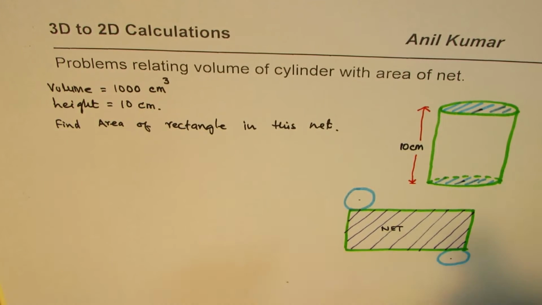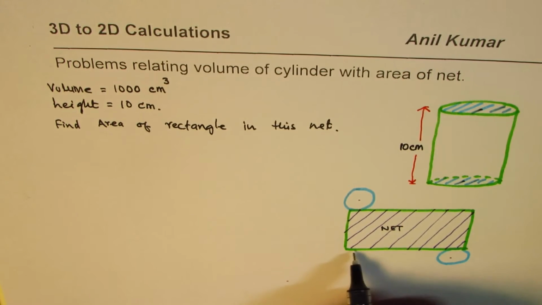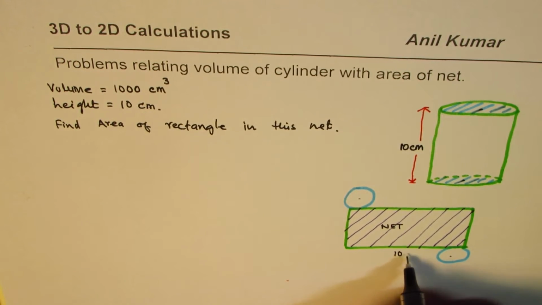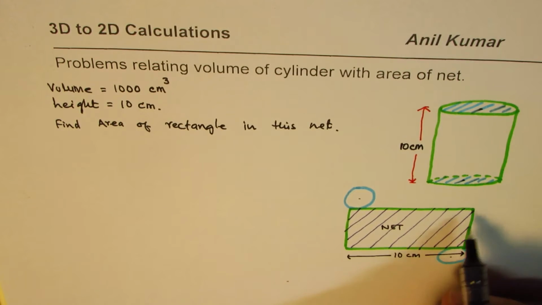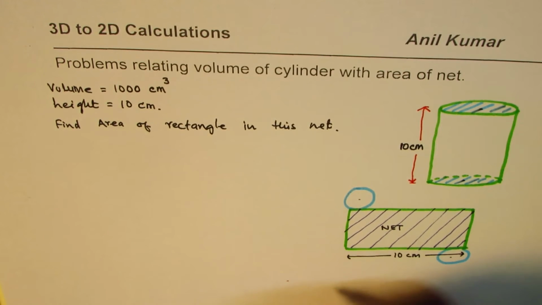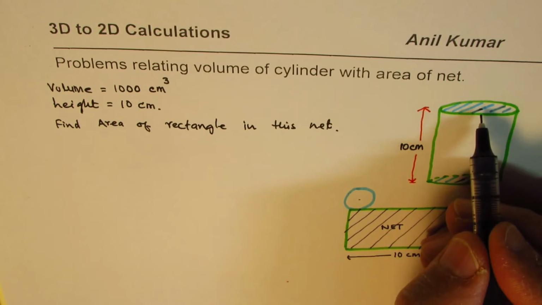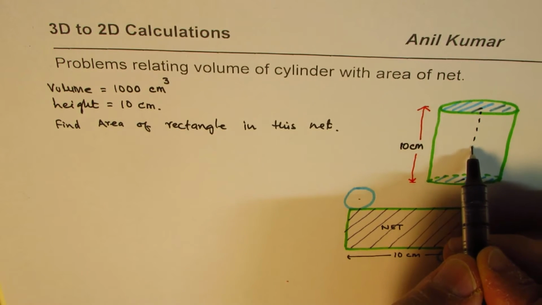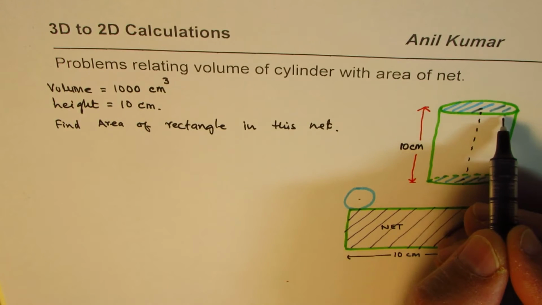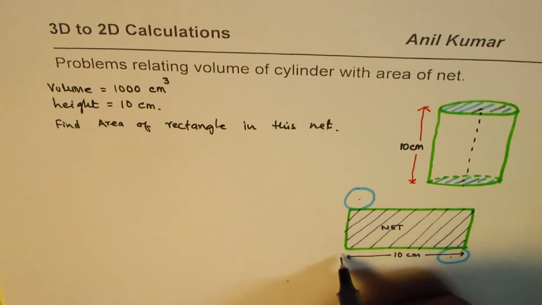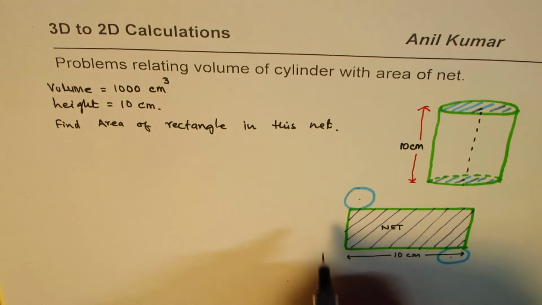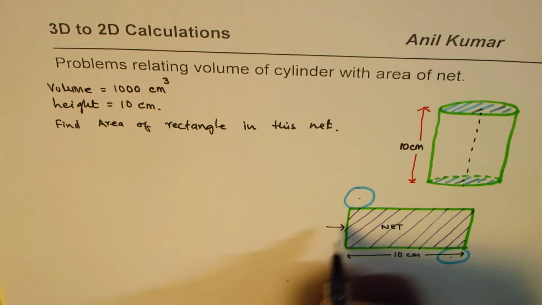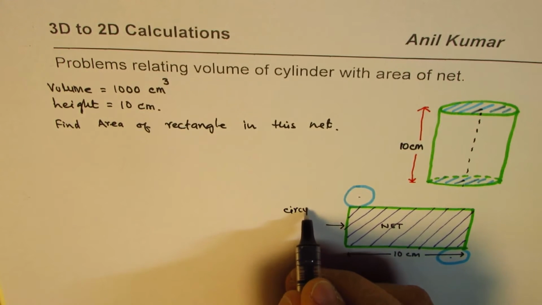Well, if you analyze, this height will be the same as this particular length, right? So we'll have 10 centimeters on this side. Now the question is, what is this width equal to? If I cut it open like this, then it will roll out from here. So the width will be the same as the circular path, or the circumference. So this width equals the circumference.